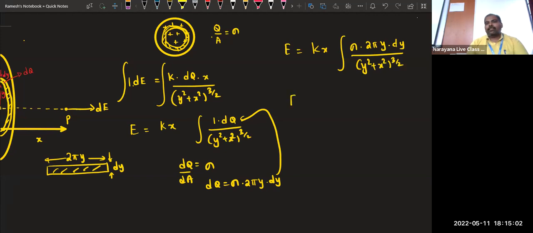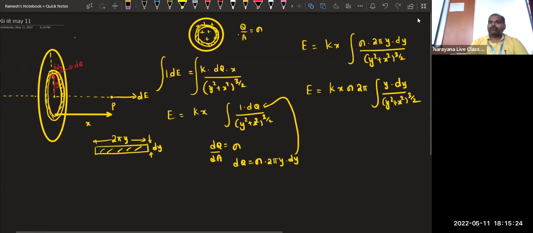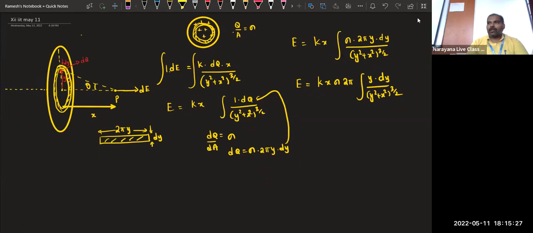Now again you take the constants outside. Why? Because if you keep the constants inside, a lot of disturbance will come. So sigma into 2 pi and integration of y into dy over (y square plus x square) whole power 3 by 2. Then I will join this, and this angle is theta. This is the polar method. Here x is constant, y is variable, dy is variable. It is a very complex format, so you have to convert it into a simplified format. So we have to use the angular or polar method.